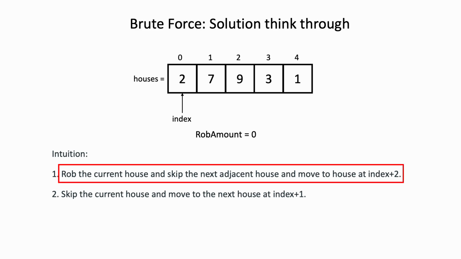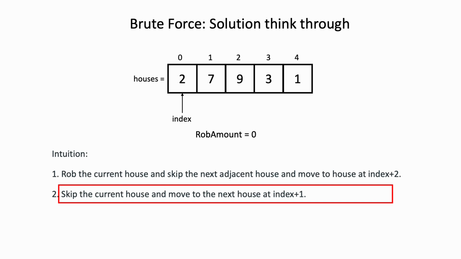Let's say the rob amount is initialized to 0 and we are at index 0. We want to take the first action of robbing the current house. Let's visualize this action. We rob the current house by adding the house amount to the variable rob amount. So the variable gets updated to 2, and we move the index pointer to index plus 2.